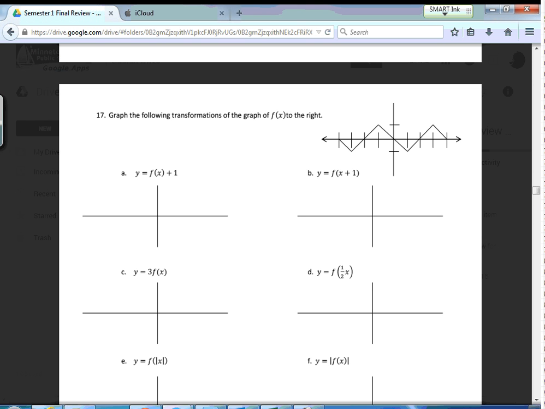Okay, we are resuming our study for the final on semester 1 of Precalc. This is a regular Precalc class, not the honors version. And we're at number 17 in the packet.